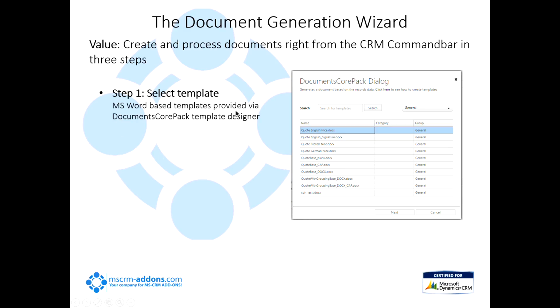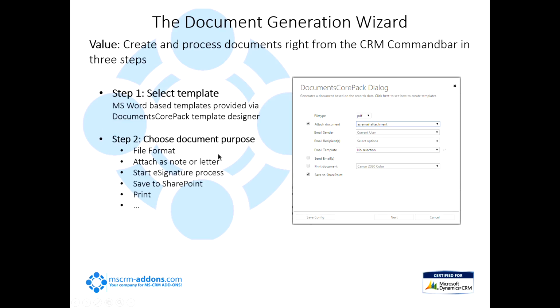These are the MS Word-based templates that you've created using the DocumentsCorePack template designer, which is fairly simple to do. The next step would be to choose the document's purpose, basically choosing the file format, deciding whether or not we want to, say, attach it to a note or to a letter or as an email attachment, or even start the e-signature process with our DocuSign integration. Also have the ability to save that to SharePoint, to print the document, etc.